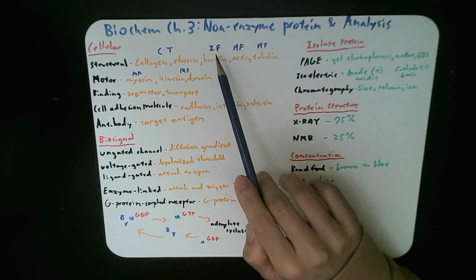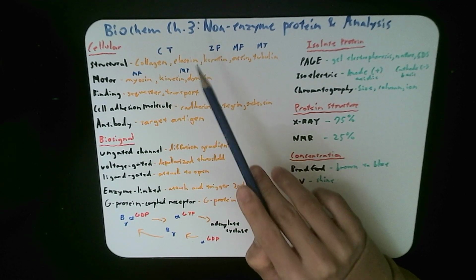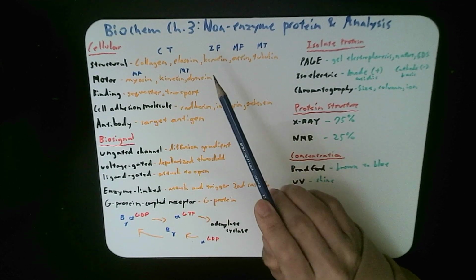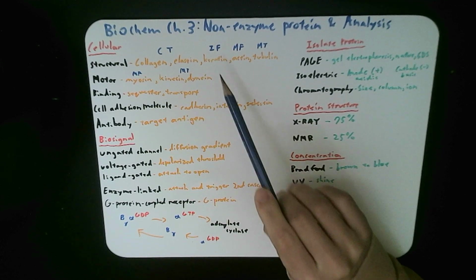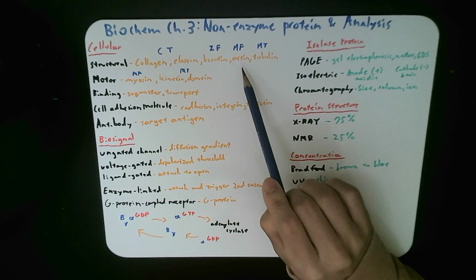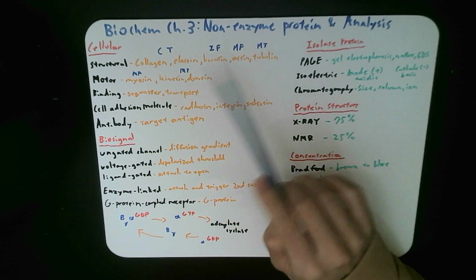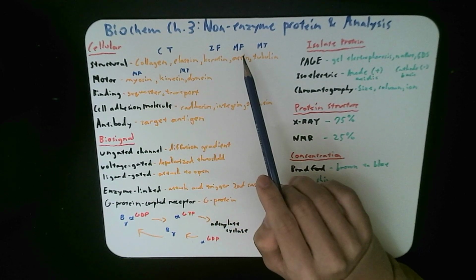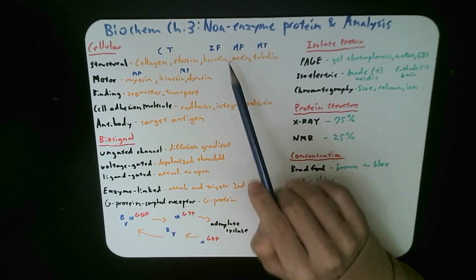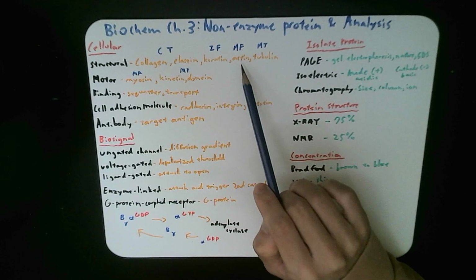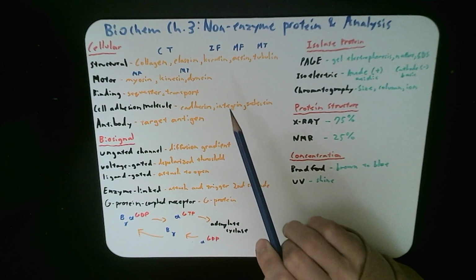Keratin is an intermediate filament, and it's present in your hair and your nails and for structures. Actin is part of your microfilaments, and actin and myosin acting together help with your muscle contraction. So it's in the myofibril. It's in the thin filaments of the myofibrils.